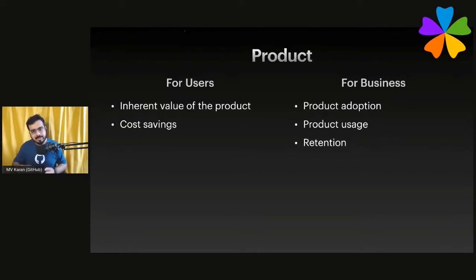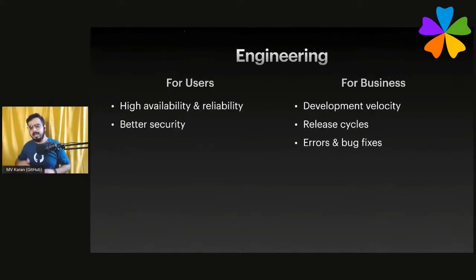And what they're delivering to the business could be things like product adoption, product usage, how much usage is happening for that specific product, and also something like retention, to ensure that those who are already using the product continue to do so and are not dropping off. So let's take a look at one other example. Engineering.